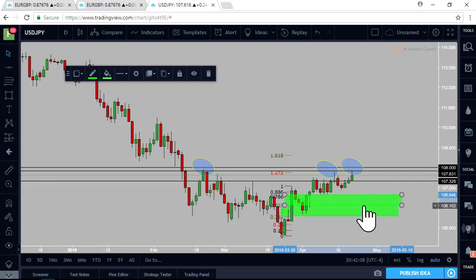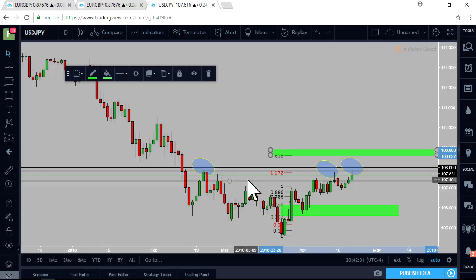The 1618, baby! Woo! Well, that's actually take profit 3. Take profit 1 is right here at the 1. Take profit 2 is at the 127. And take profit 3 is at the 1618.